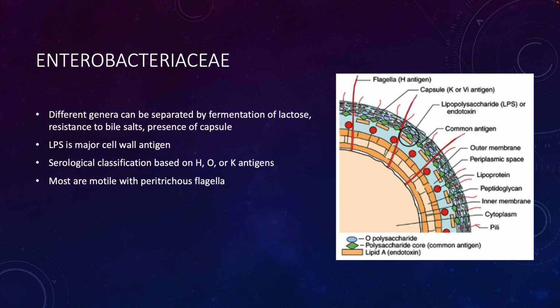The majority of the Enterobacteriaceae are motile, and they have peritrichous flagella, meaning they have flagella all over the surface of the cell. Many of them have pili or fimbriae to allow them to adhere, and they can also engage in conjugation. So they can especially move things like plasmids containing antibiotic resistance from one cell to another.